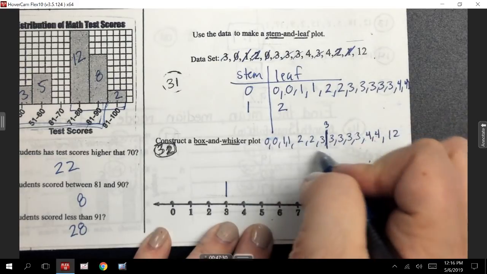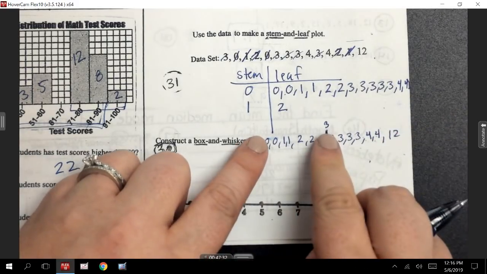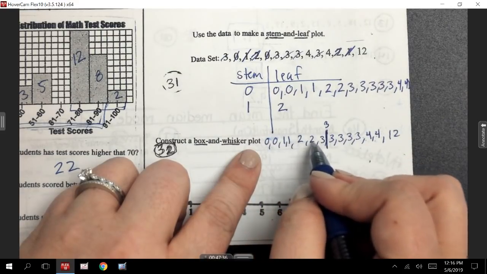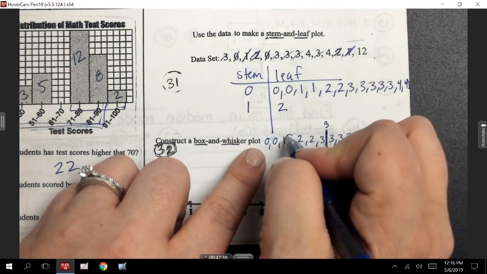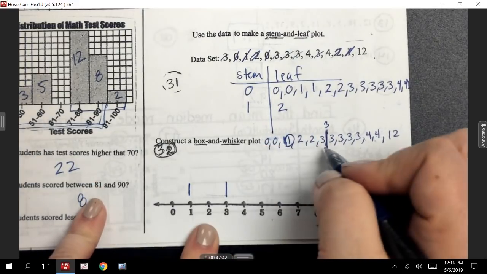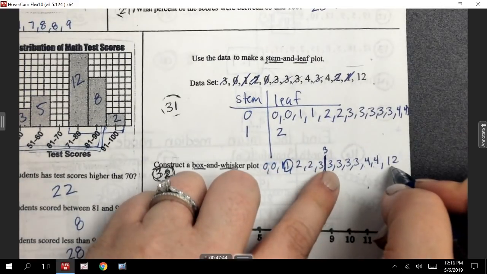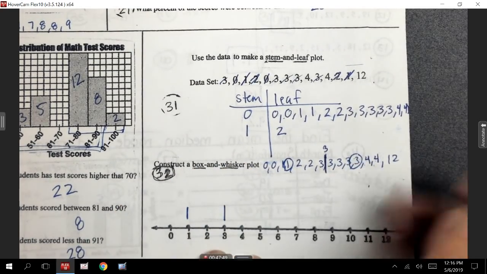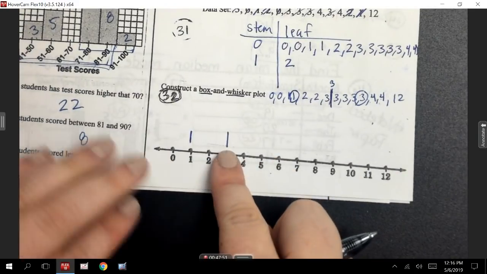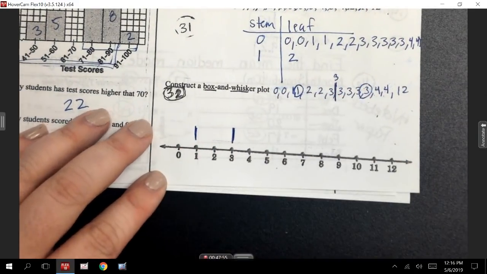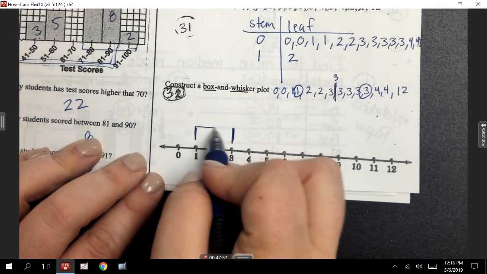My LQ, looking in the middle. 1, 2, 3, 4, 5, 6, 7. So I should be at that 1 right there, is in the middle. LQ. My UQ. 1, 2, 3, 4, 5, 6. Is it 3? So, guys, my UQ is in the same spot. So am I going to actually have a line in the middle here? No. So we're going to kind of connect those.